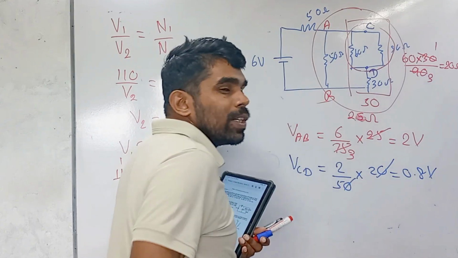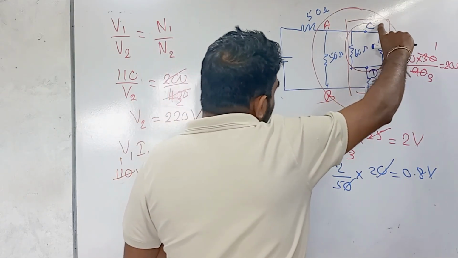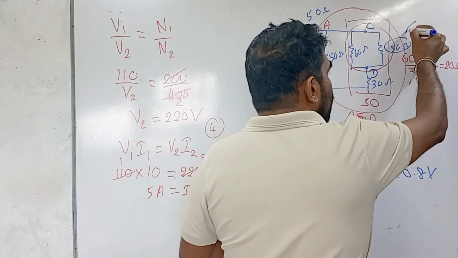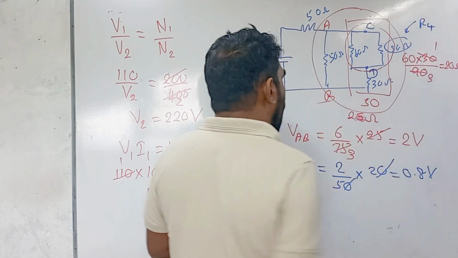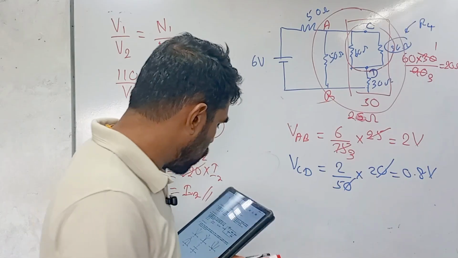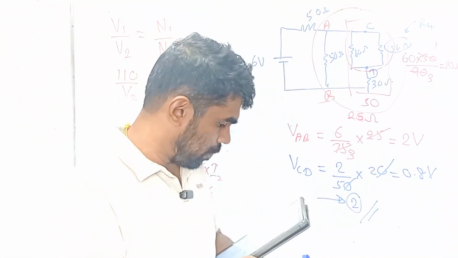0.8 volt is the voltage between this point and this point. It is equal to the voltage input for this resistor, or this total system. Now the R4 resistor is this one. Therefore, the voltage drop across the R4 resistor is 0.8 volts. This is the answer for question number 2.